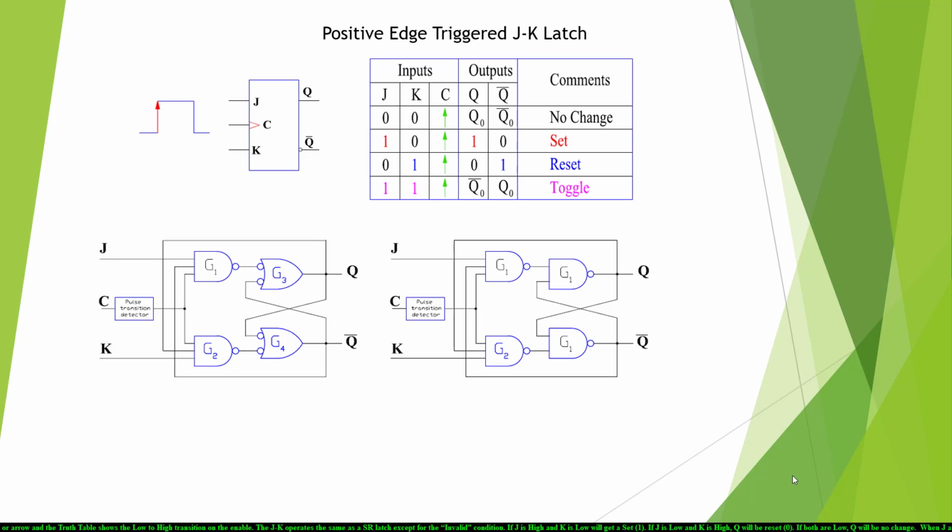If J is high and K is low, we'll get a set. If J is low and K is high, we'll get a reset. If both are low, Q will be no change. When J and K are high, Q will toggle, so the Qs are going to change states.